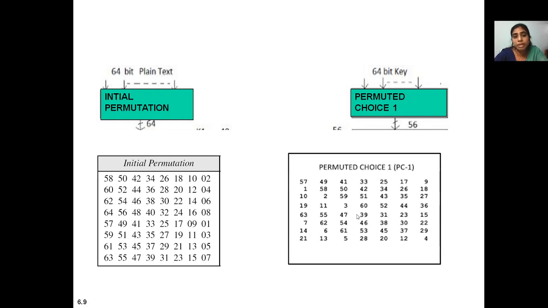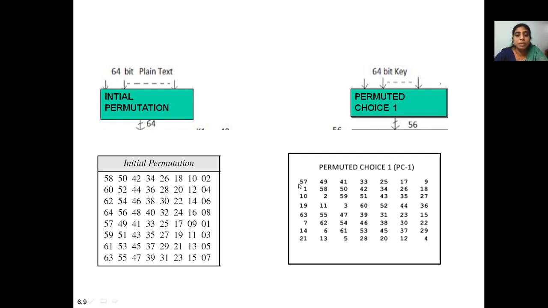Similarly, in permuted choice 1, the 64 bits are compressed to 56 bits. There is a certain logic here: you can observe that the multiples of 8 are missing. The multiples of 8 are removed, that is, 8 bits are removed, and we are compressing the 64 bits to 56 bits.